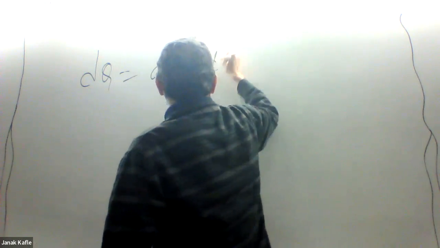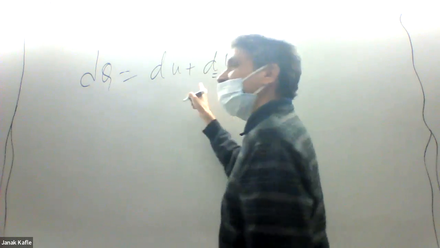So the statement is: energy cannot be created, energy cannot be destroyed, energy is conserved. Energy is converted from one form to another form. Whatever energy I get from somewhere, that much energy I spend on something. So I write this equation, dQ equals dU plus dW. So d is a small work.